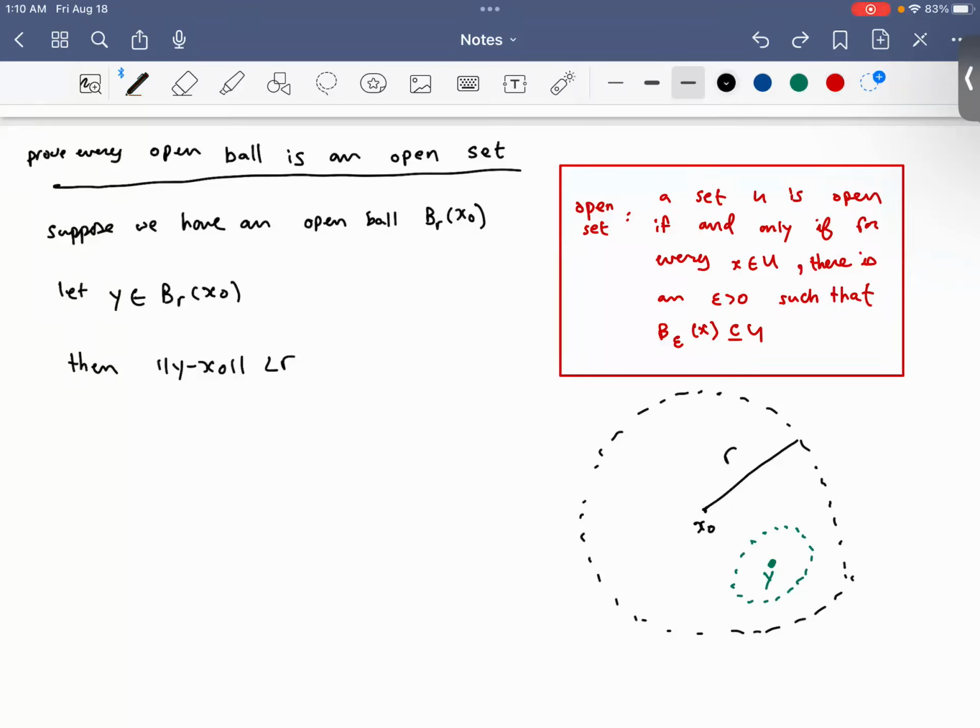And what we can do is set this radius, and we'll call it s, equal to r minus the distance between y and x naught. What that does is guarantee that s is going to be greater than 0, right? So we'll have a positive radius, and it's also smaller than r.